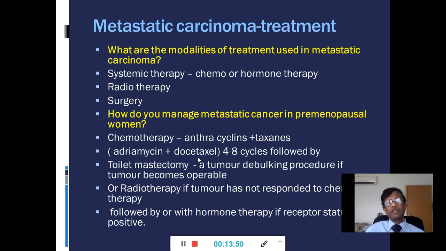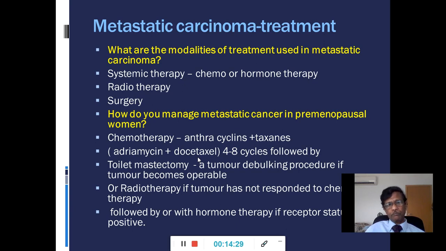How do you manage metastatic carcinoma in a premenopausal woman? Chemotherapy, surgery, radiotherapy. Yes, chemotherapy is to be given. Among the chemotherapy, anthracyclines plus taxanes is the best regimen, which will have better survival chances in this type of patient. So what are the anthracyclines? Adriamycin is the commonly used, and among the taxanes, docetaxel can be given. 4 to 8 cycles can be given.